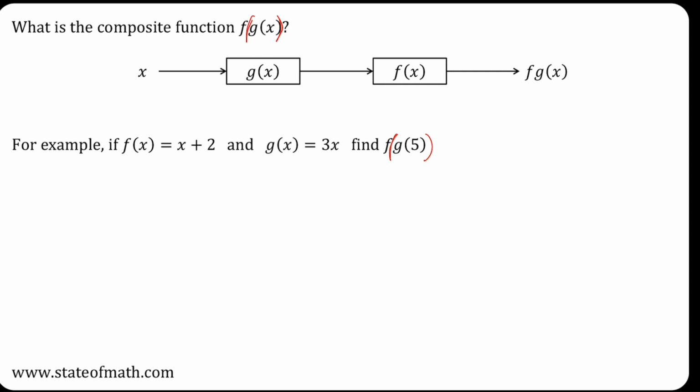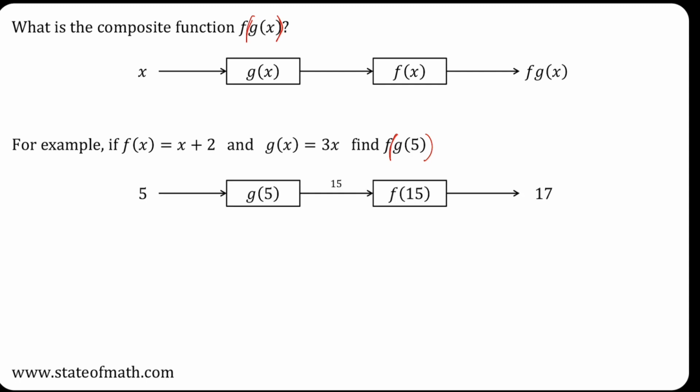Let's again consider the flowchart. Look how 5 is being inputted into function g. Multiply this by 3 because that's what function g does. Output is 15. That's the new input into function f. F takes an input and adds 2, and then I get the answer 17.